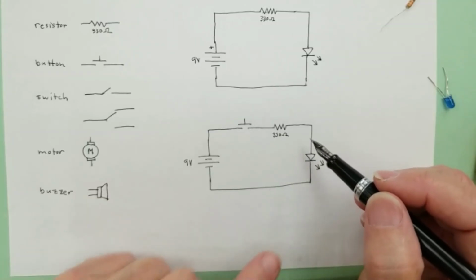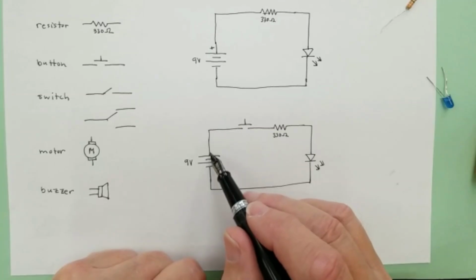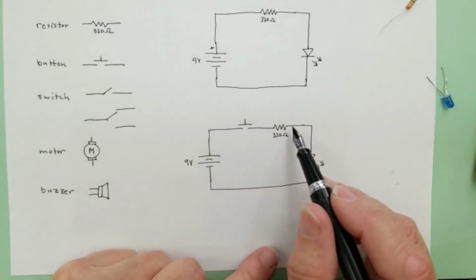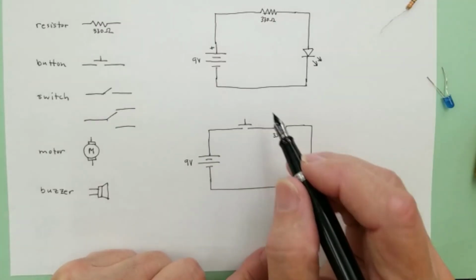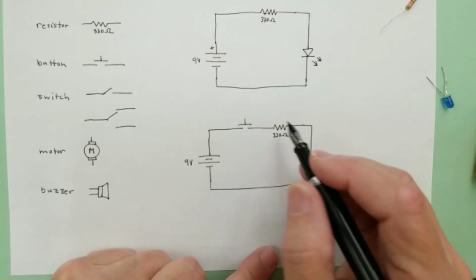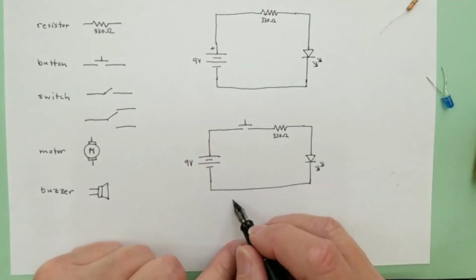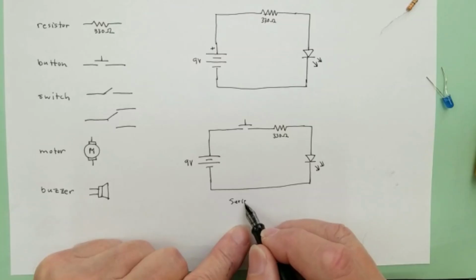Another thing to mention, now that we have circuit diagrams, it makes it easier to talk about how circuits work. This is when there are components one after the other on a single pathway. We call that series. These components are in series. So series is one after the other.